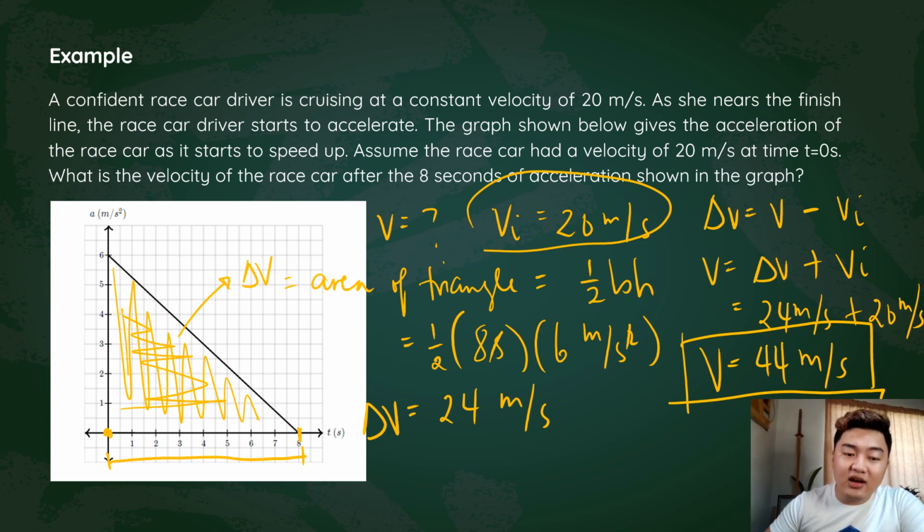Again, the area here does not tell us the initial nor the final velocity, but it tells us by how much the velocity changed with the acceleration that was present in the motion of the object.